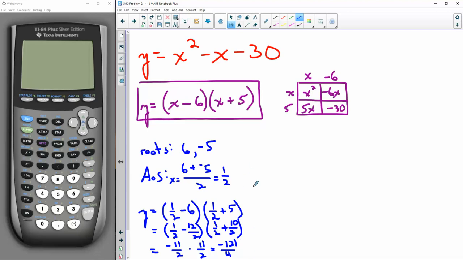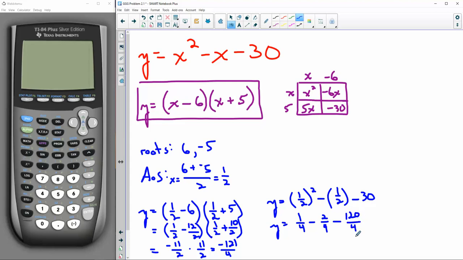Okay, so that's using the factored form. I could also use the general form, which was given to me. That would be 1/2 squared minus 1/2 minus 30. So that would be 1/4 minus a half, which I'm going to change to 2/4, minus 120/4. That's just 30 written with a 4 on the bottom, which guess what? Comes out to negative 121/4.